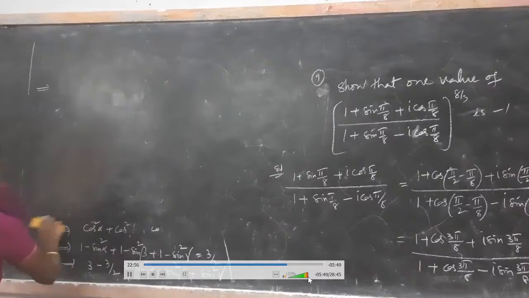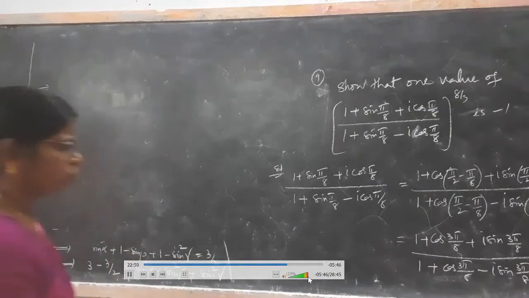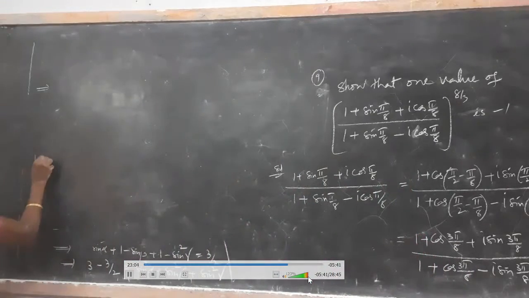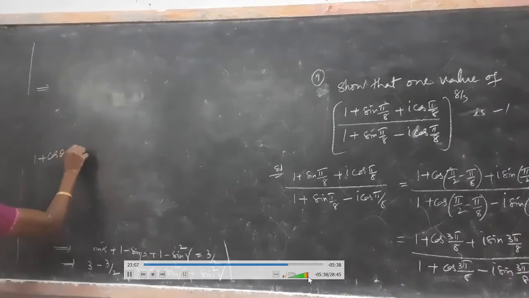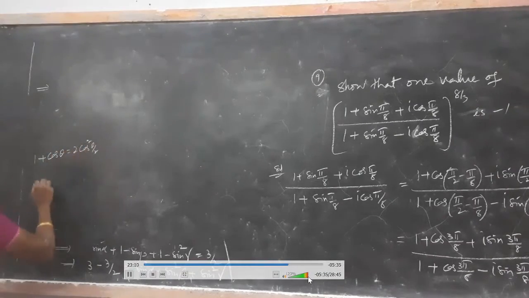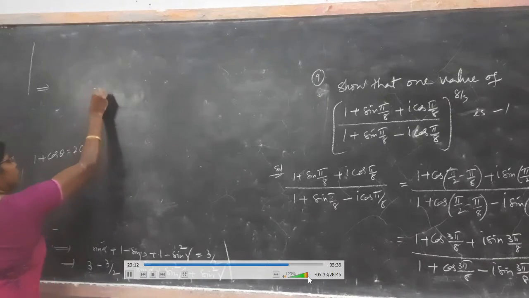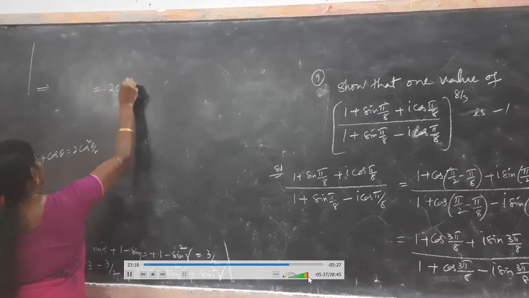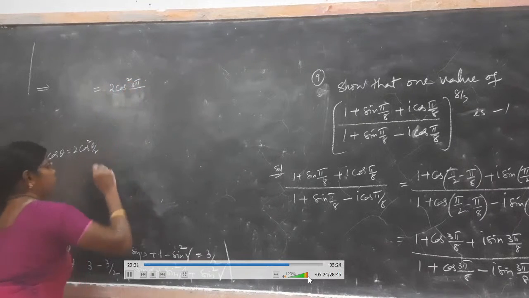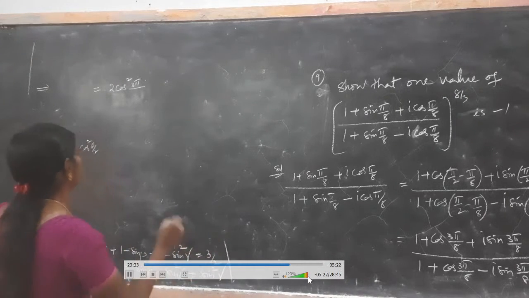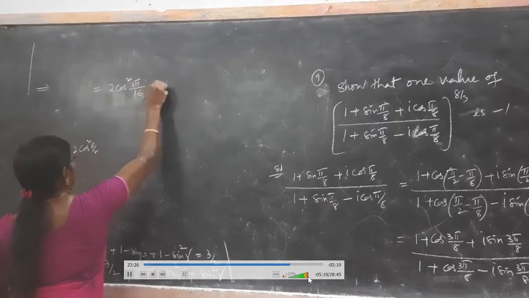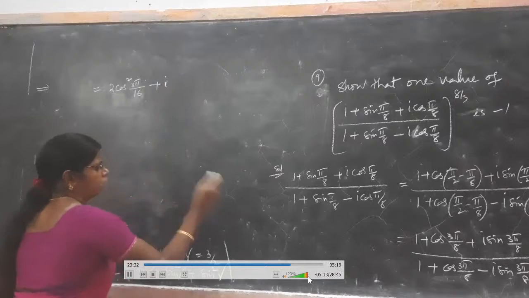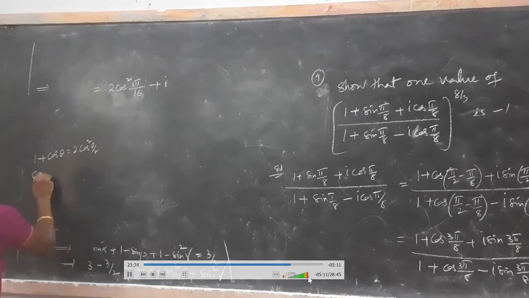Now I apply here 1 plus cos theta. So remember the formula, all of you. 1 plus cos theta is equal to 2 cos square theta by 2. So I am applying this formula here: 1 plus cos 3 pi by 8 is 2 cos square of 3 pi by 8 by 2, that is 3 pi by 16. Similarly plus I sin theta. So remember the trigonometric formulas.